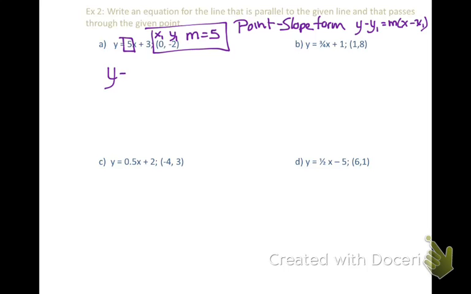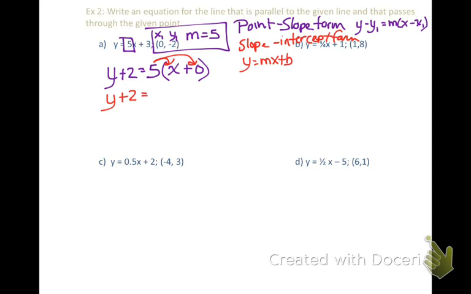So it's going to go y plus 2 equals 5x plus 0. Now, we need to get it into slope-intercept form, and that equals, again, y equals mx plus b. So we need to get y by itself. So again, I'm going to distribute the 5. So it'll be y plus 2 equals 5x. I don't need the plus 0 because it's 0. And then I'm going to subtract 2 from both sides. So y equals 5x minus 2. And here is your answer for example A.